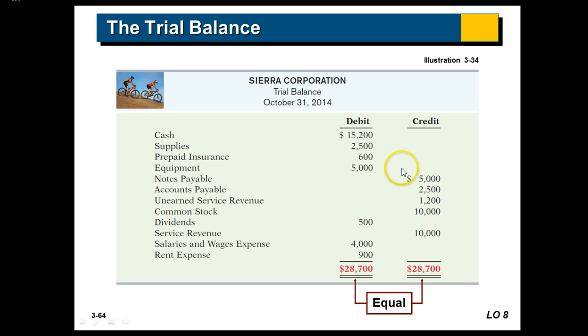Then we come down to a bunch of credit balances. These are all liabilities and common stock. Our payables, notes and accounts, our unearned service revenue, and our common stock. Remember, dividends reduce our stockholders' equity account, so that's a debit. Our service revenues are revenues, which is a normal credit balance. And then our expenses are normal debit balances. So basically, our debits have to equal our credits.